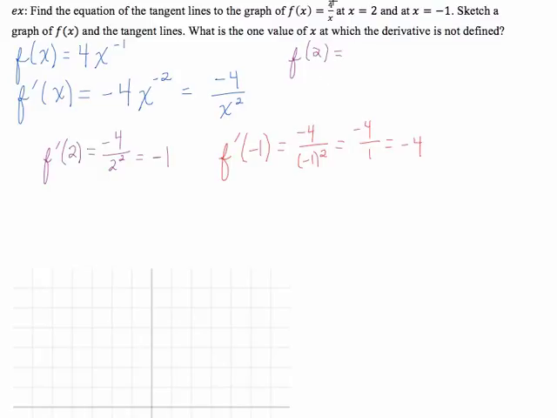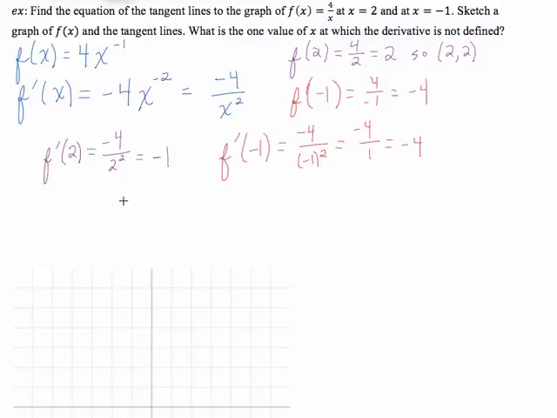So f of 2 is equal to 4 over 2, or 2. So 2 comma 2 is a point on the function f of x, and negative 1 is the corresponding slope at that point. And let's go ahead and find f of negative 1 as well. So f of negative 1 is 4 over negative 1, or negative 4. Happens to be the same as the slope. Okay, now that we have all of our information, let's put it together as an equation of a line.